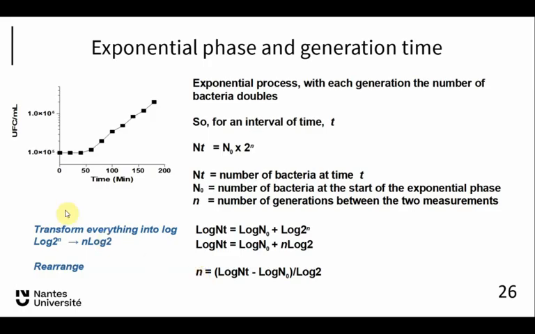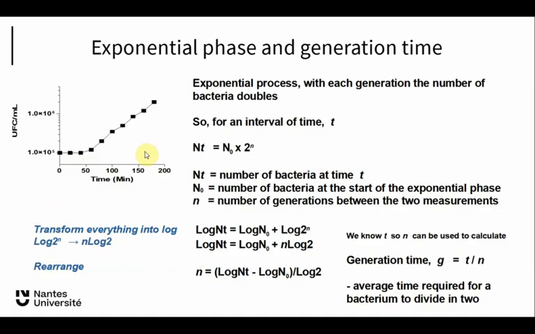And since we also know the lapse of time, if we're using time 60 for our time 0 and time 160, that's 100 minutes, then we can calculate the generation time. That's the time that's elapsed divided by the number of generations. And this is the average time required for a bacterium to divide. So the faster the bacteria are growing, the shorter this time is. The slower the bacteria are growing, the longer this time is.